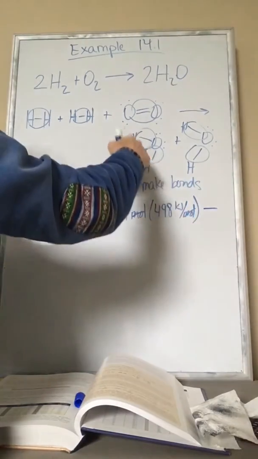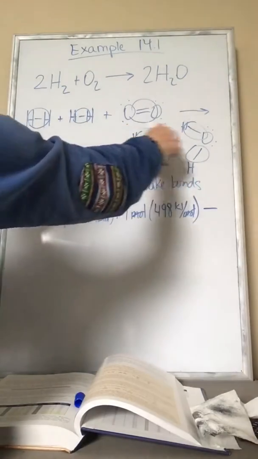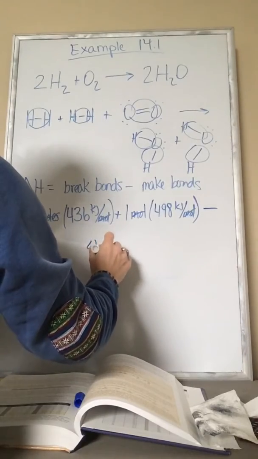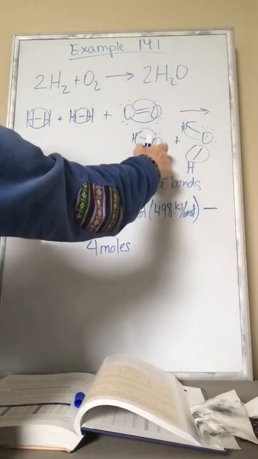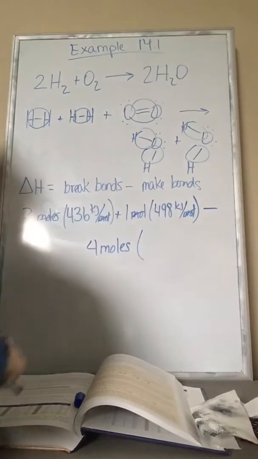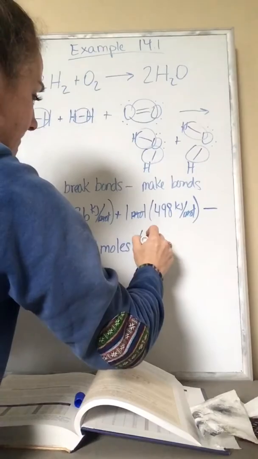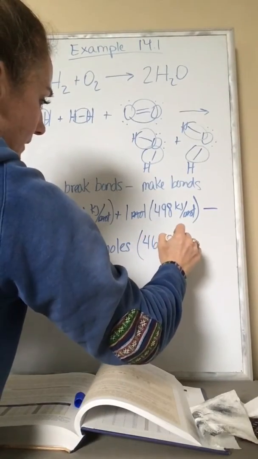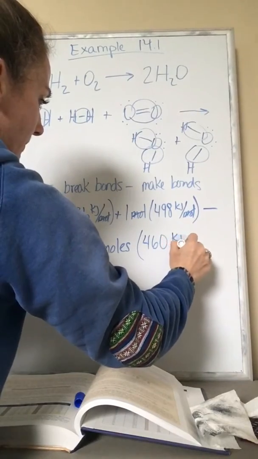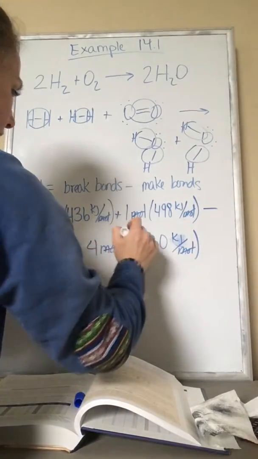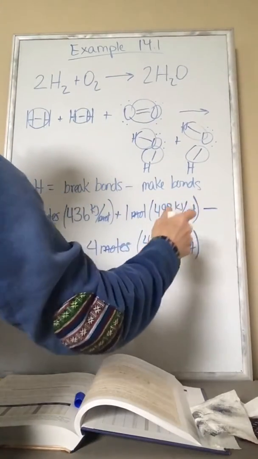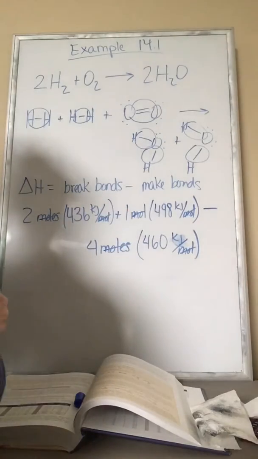Now we subtract our making bonds. We could do this as 4 separate things, but since these are all the same, we're just going to say 4 moles, because we have 4 of these bonds. It is times, and these are HO bonds, which are 460 kilojoules per mole. Again, our moles cancel out, so we're left with kilojoules, kilojoules, kilojoules. So now we do our calculations.